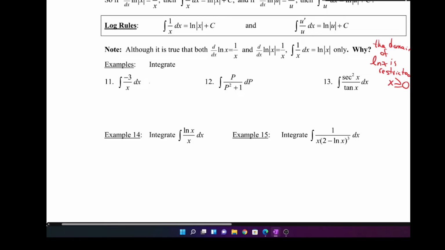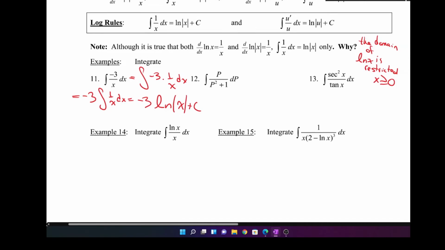All right, so what is this then? I'm going to say that this is just this. Ready? It's -3 times 1 over x dx. And that -3 can be thrown out in front. And so this is 1 over x dx. And we just went over the fact that that is the natural log of the absolute value of x. And then plus c, right? Okay. So what about this one then?